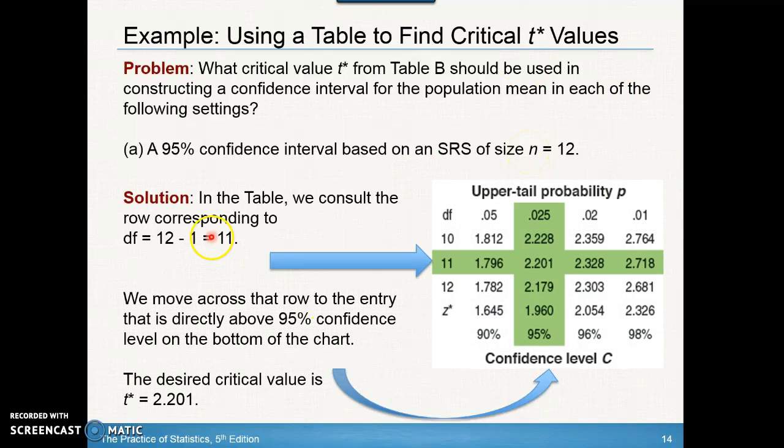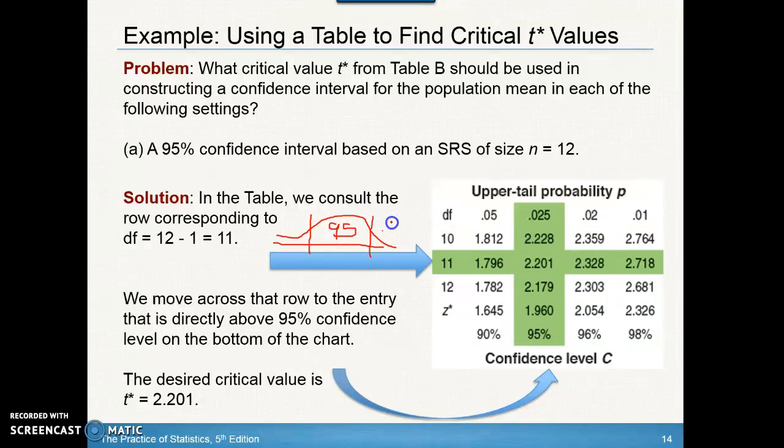So here's how you're going to do this. In the table, notice how this says upper tail probability P. First thing you're going to do is find the degrees of freedom, 12 minus 1, which is 11, right here. So now we know it's going to be somewhere in this row. How do we know what column to use? This says upper tail probability P. So this is where it's actually going to be important, I think, to draw your curve, all right? If we draw this curve, we know we have a 95% probability. So here's our 95% confidence interval.